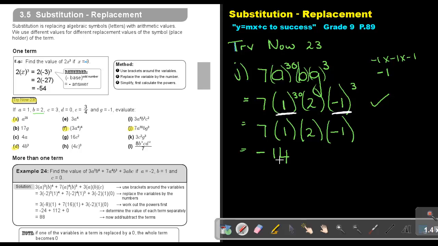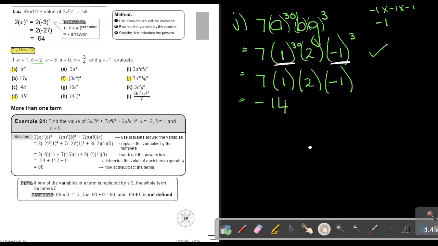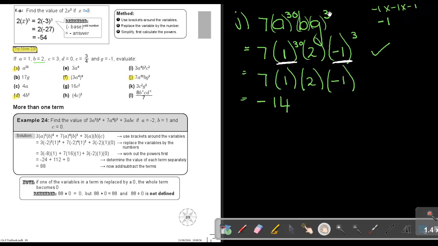Okay. Now, that was very simple ones. Let's look at a few more complicated ones, with more than one term. That was just one term. Now, if you look at more than one term, so find the values. There's 1, 2, 3 terms, and I'd actually do the same.